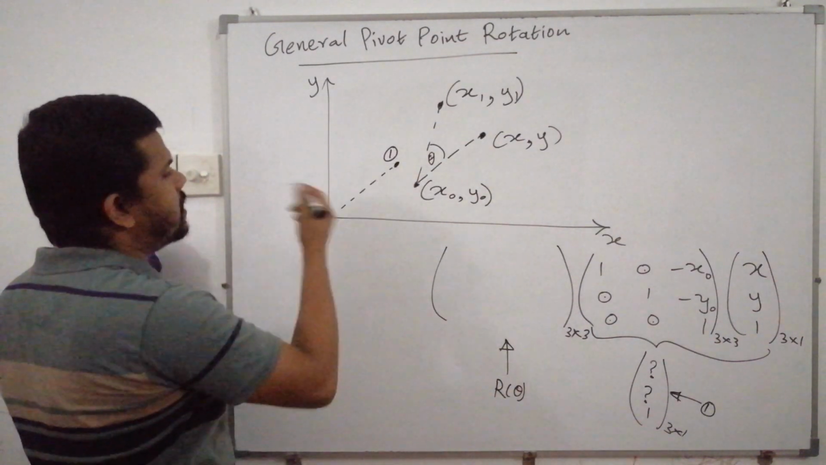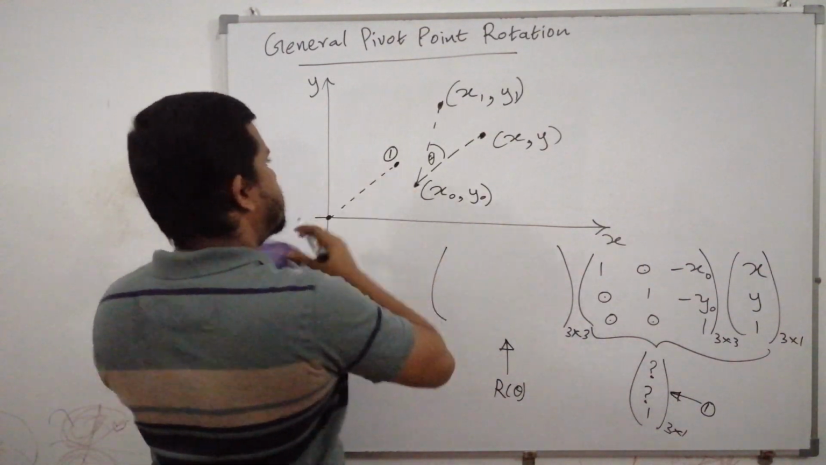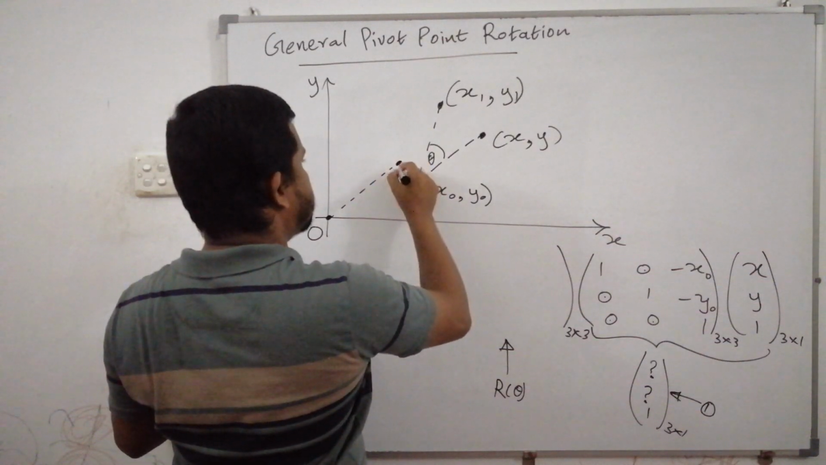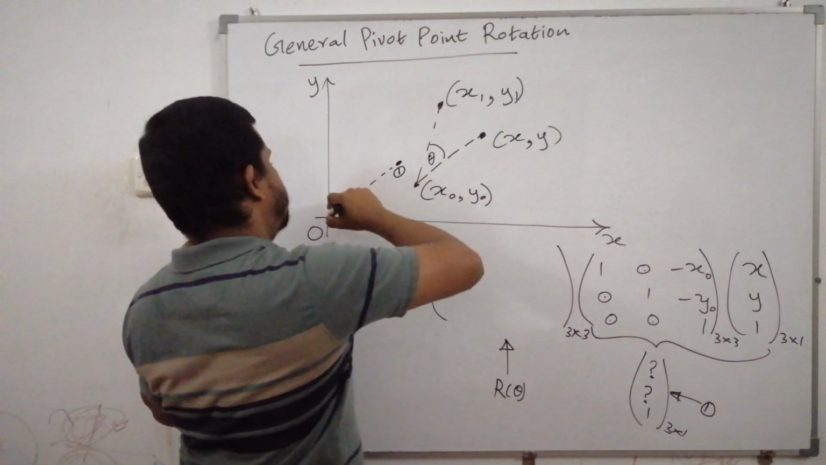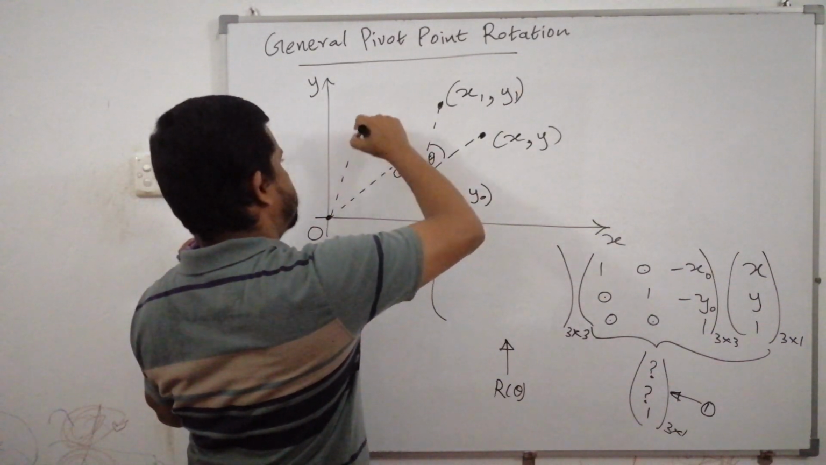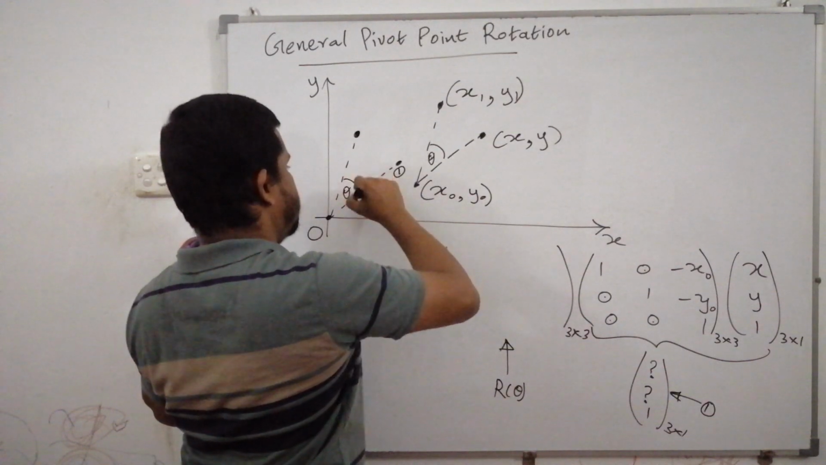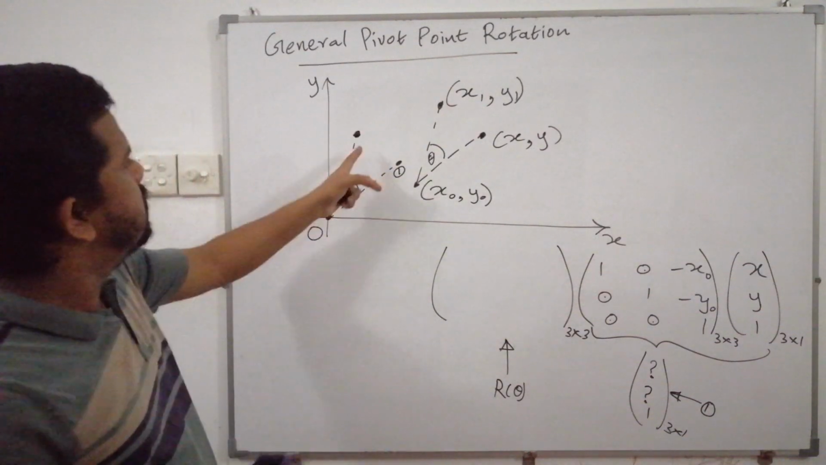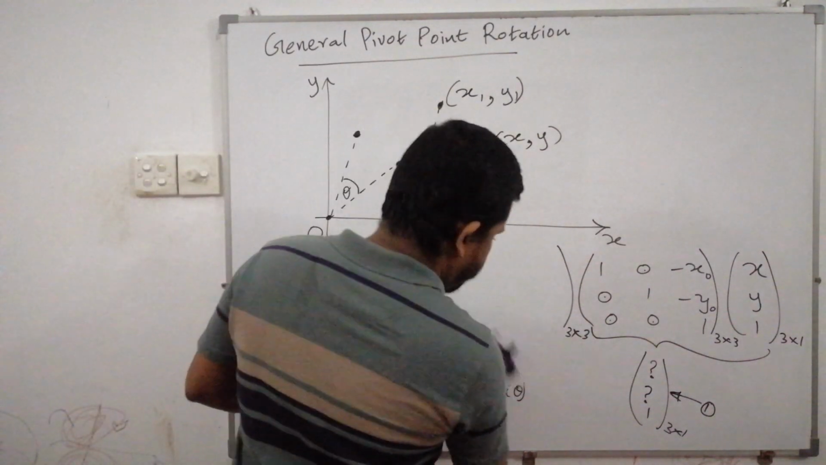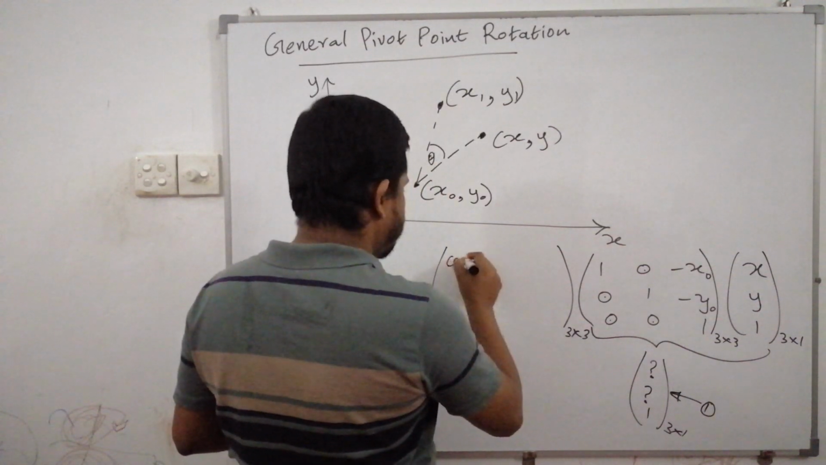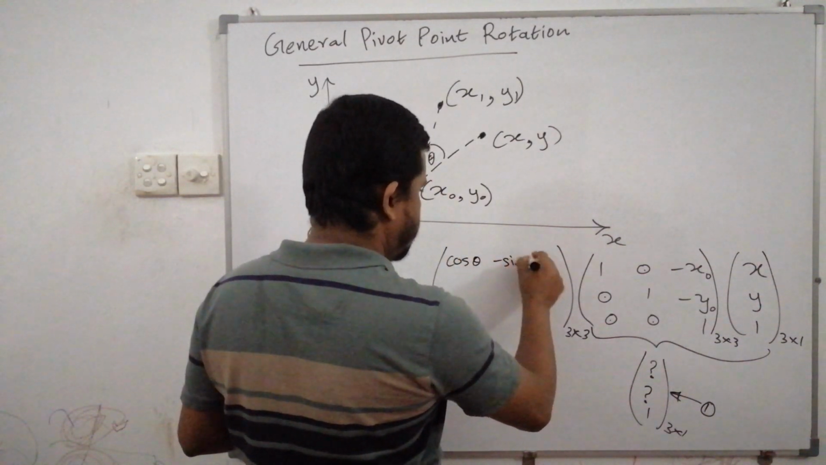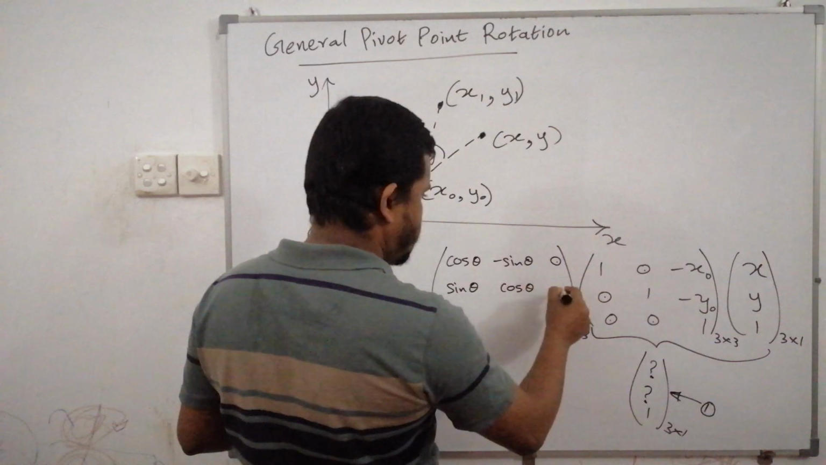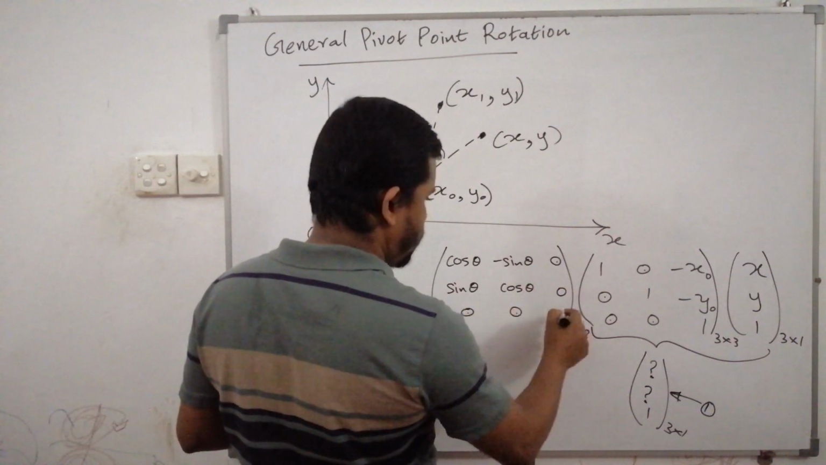Now this is a rotation around the origin. So let's say this is our position 1. Now it rotates by an angle of theta, so we can get this one. So now here let's put cos theta, minus sin theta, 0; sin theta, cos theta, 0; 0, 0, 1.